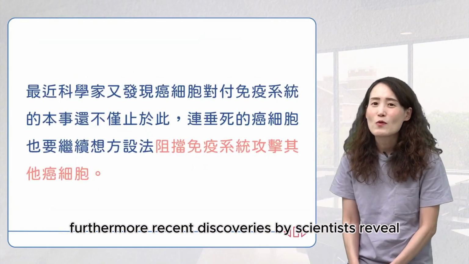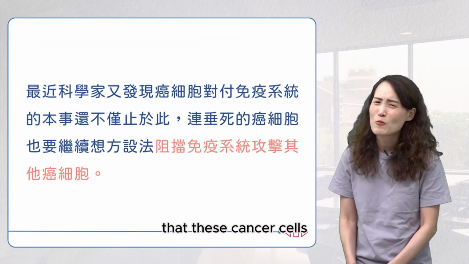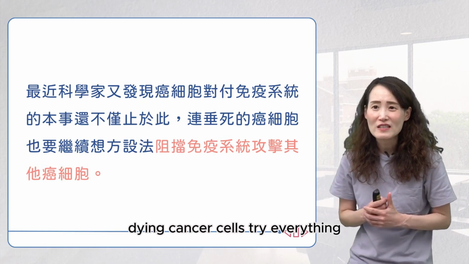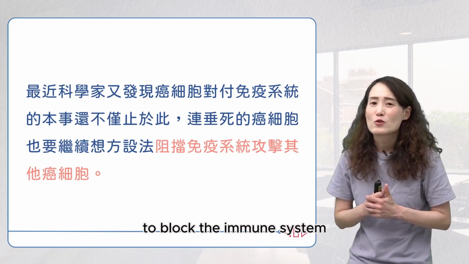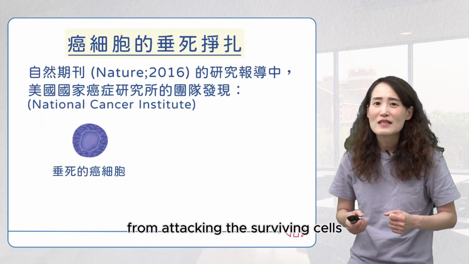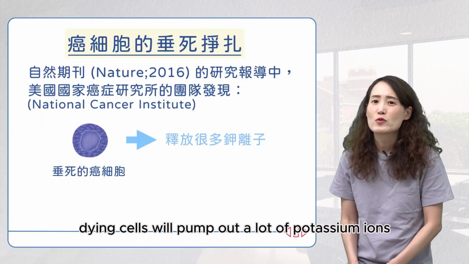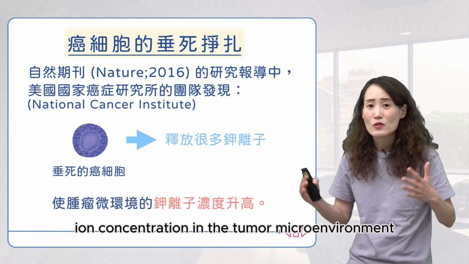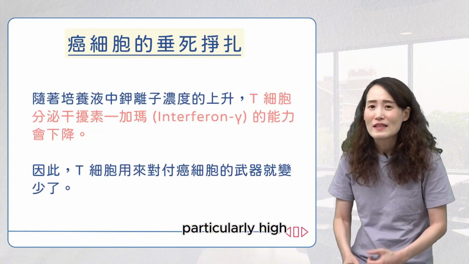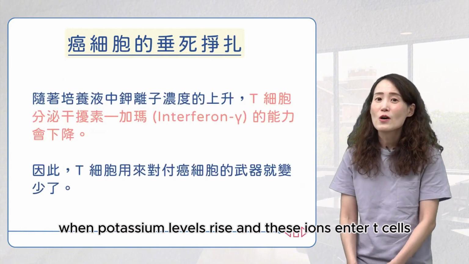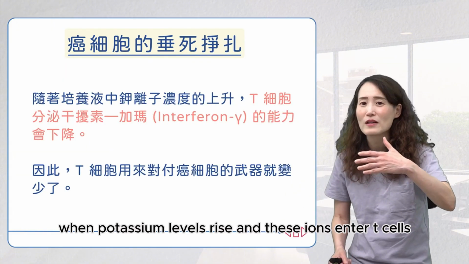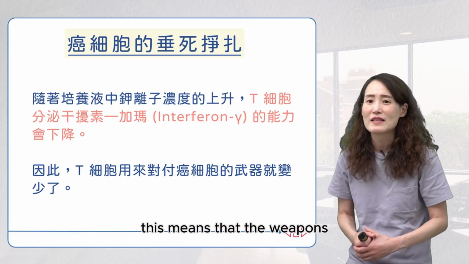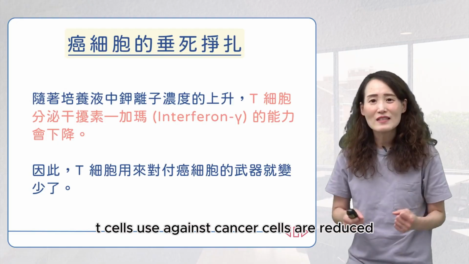Furthermore, recent discoveries by scientists reveal that these cancer cells have developed a way to counteract the immune system. Dying cancer cells try everything to block the immune system from attacking the surviving cells. Dying cells will pump out a lot of potassium ions, making the potassium ion concentration in the tumor microenvironment particularly high. When potassium levels rise and these ions enter T cells, it affects their ability to secrete interferon gamma. This means that the weapons T cells use against cancer cells are reduced.